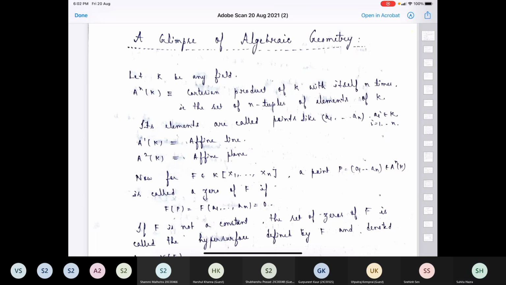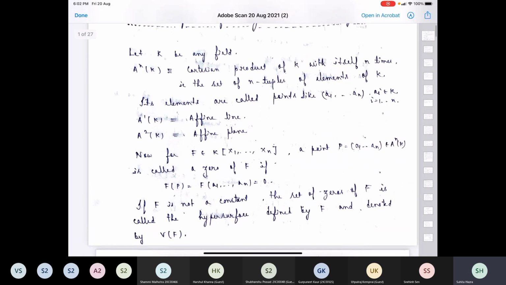Now I denote that for f belongs to K[X1, X2, ..., Xn], a point P = (a1, a2, ..., an) belonging to A^n(K) is called a zero of f if f(P) is zero. It's very clear to you. So if f is not constant, the set of zeros is called the hypersurface defined by f, and mostly it is denoted by V(f).